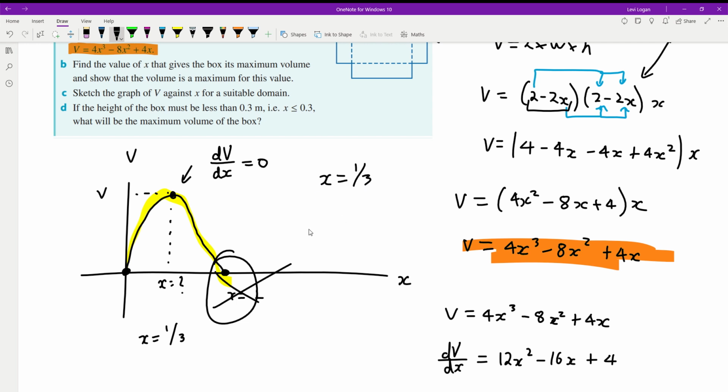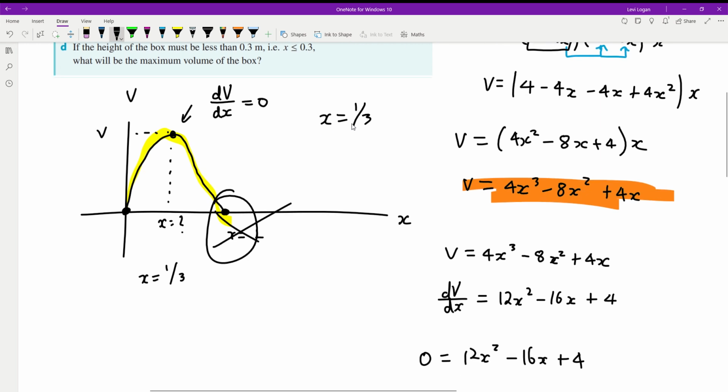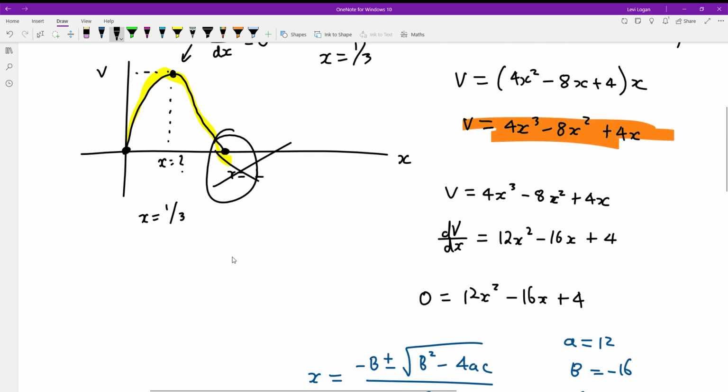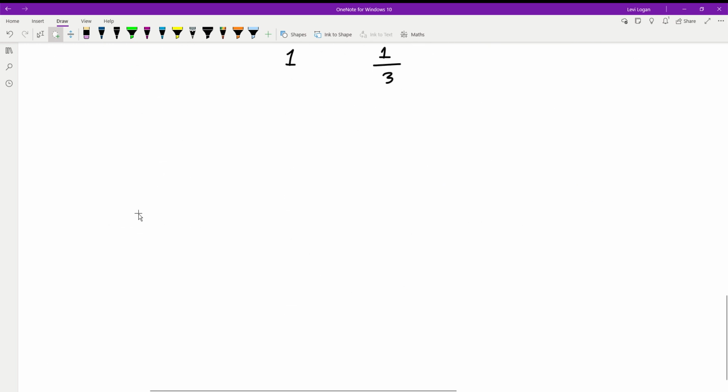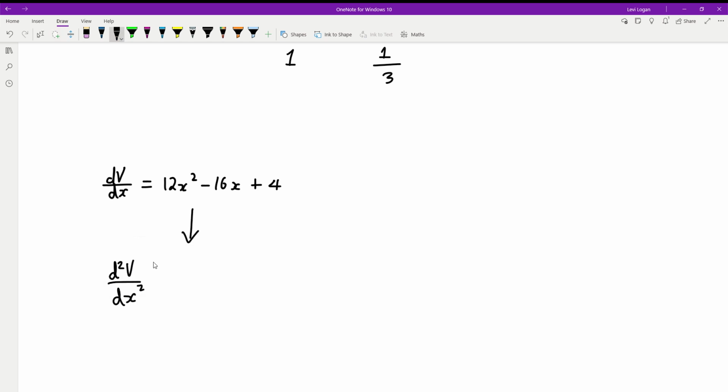Now we can actually work out what that is, and we can also see if it's a maximum as well. So we know that's a stationary point. Now we're just going to show it's a maximum. So that means you take the original differential here, copy it, move it down here. So now we differentiate this again. So you get d squared V by dx squared. So bring the 2 down the front, so you get 24x minus 16, and we have x equals a third, okay?